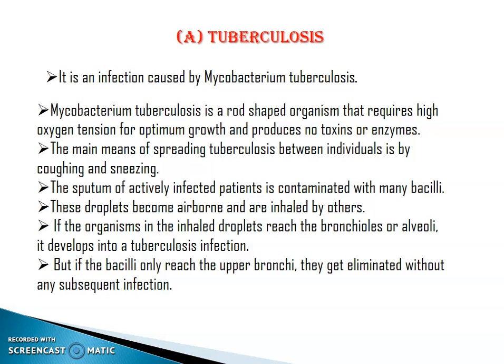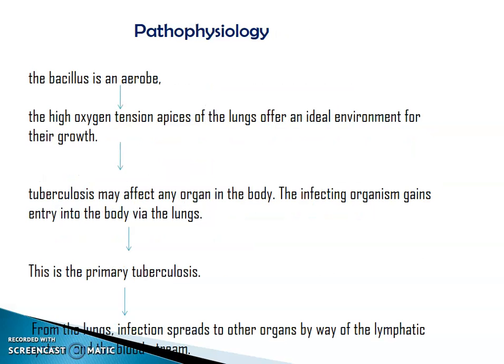The sputum of an actively infected patient is contaminated with many bacilli. These droplets become airborne, which are inhaled by others. If the organism is inhaled, droplets reach the bronchioles or alveoli and it develops into tuberculosis infection. But if the bacilli only reach the upper bronchi, they get eliminated without any subsequent infection. Now this is the pathophysiology.